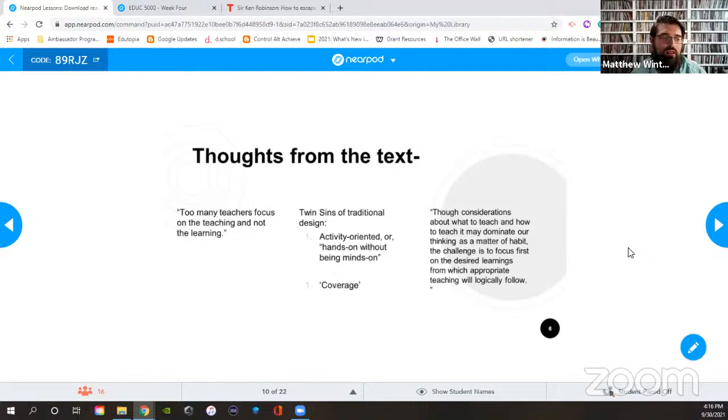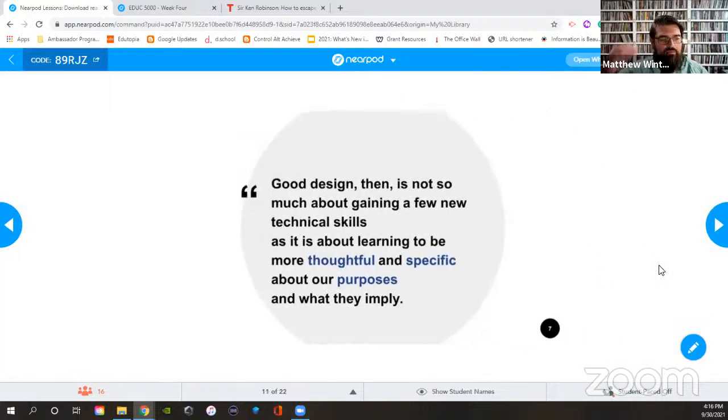Last quote here, though considerations about what to teach and how to teach it may dominate our thinking as a matter of habit, the challenge is to focus first on the desired learnings from which appropriate teaching will logically follow. And I think the key one there is that matter of habit. What are the teaching habits that prevent us from moving forward and really engaging with our students in a practical, learning-based manner? So continuing on from that, I love this quote that we pulled out for this presentation.